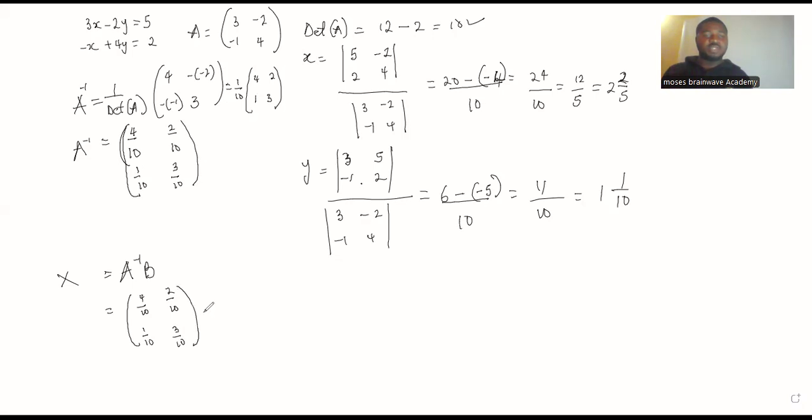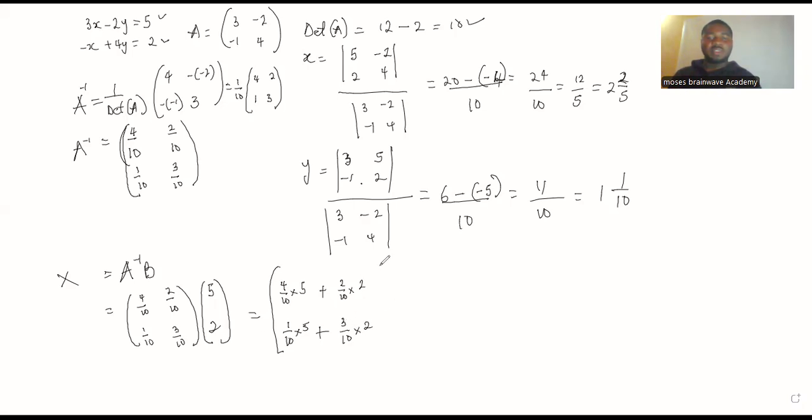Now let's multiply this with our constant matrix, which is what? Which is 5 and 2, right? 5 and 2 over here. So if we multiply this correctly, we are going to have 4 over 10 multiplied by 5 plus 2 over 10 multiplied by 2. So similarly, we're going to have 1 over 10 multiplying 5. Then lastly, plus 3 over 10 multiplying 2 over here, right?